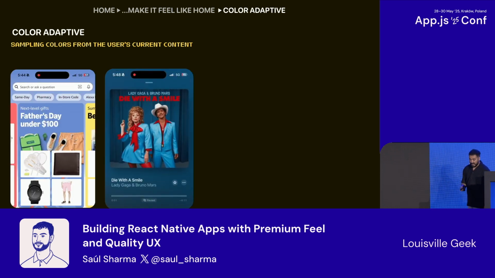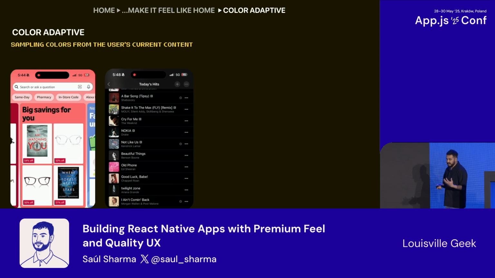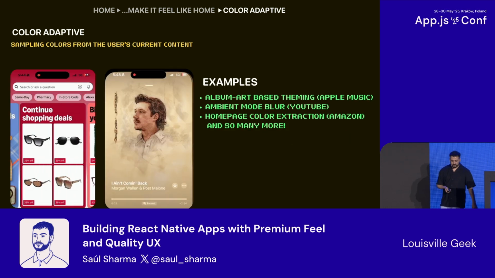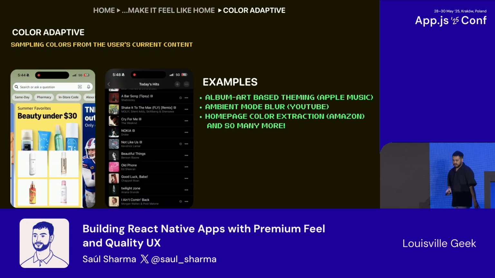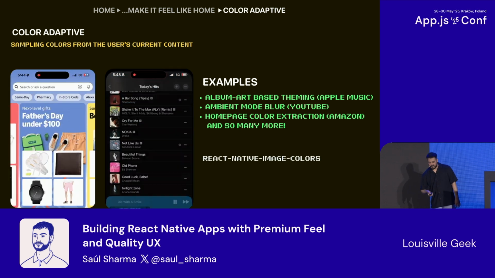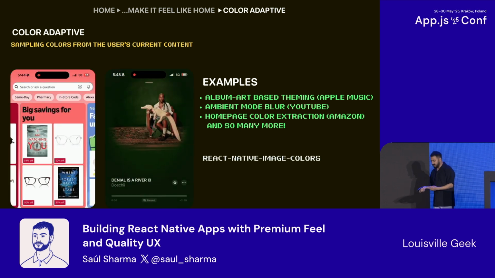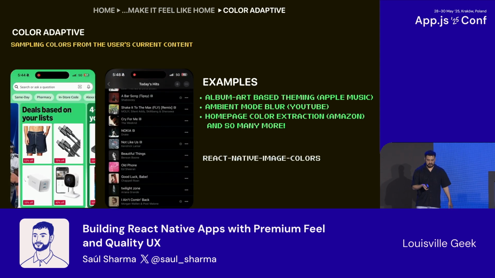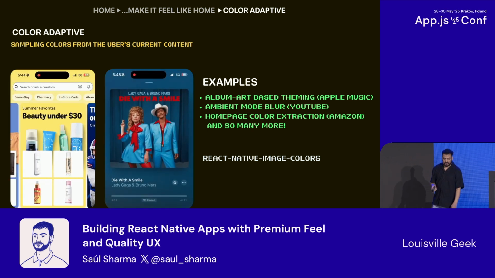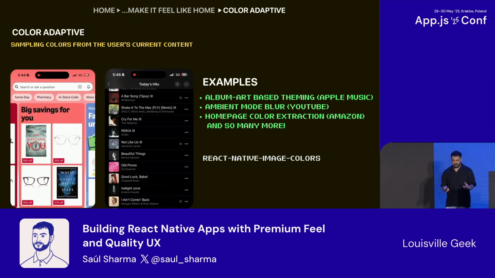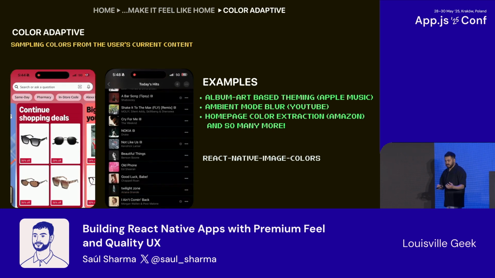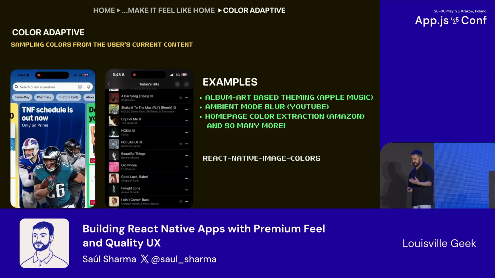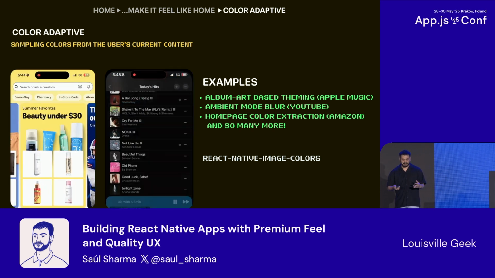So all these apps, they utilize the current context. They really care about the user experience. And obviously, as we discussed, there are many different examples. One great way to bring that experience is a great package called React Native Image Colors, where you can pass your image or video asset, and then it will give you the primary, tertiary, secondary, all those colors. So try to bring that immersiveness.